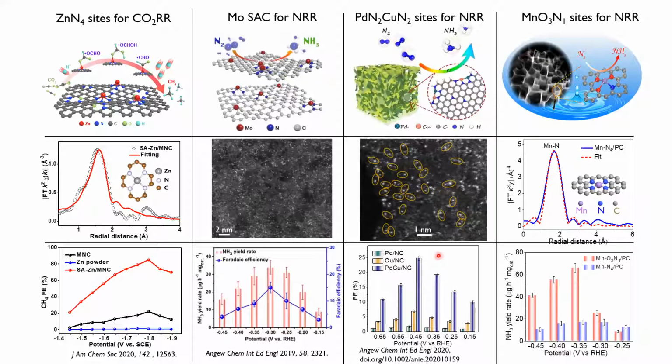So these are the 4 catalyst systems that my group has delivered. The zinc coordinated with 4 nitrogen, really good for CO2 reduction, was published in JACS recently. We have dual-atom dimers. These are materials that are extremely difficult to synthesize. They are for the nitrogen reduction reaction. The moly and the manganese active sites are for nitrogen reduction as well.